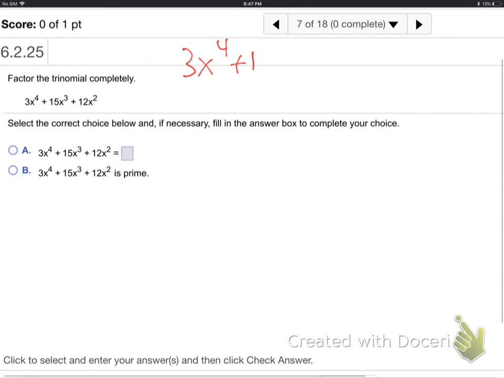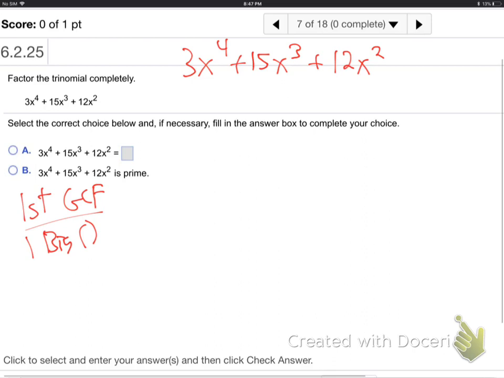3x to the 4th plus 15x cubed plus 12x squared. Now, why I want to do this one with you is that you have to first do what we learned in the last section. Take out what's in common with the one big parenthesis, then do the new stuff with the two parentheses. That's always what you should look for first. First, do the GCF with the one big parenthesis. In other words, what's in common.